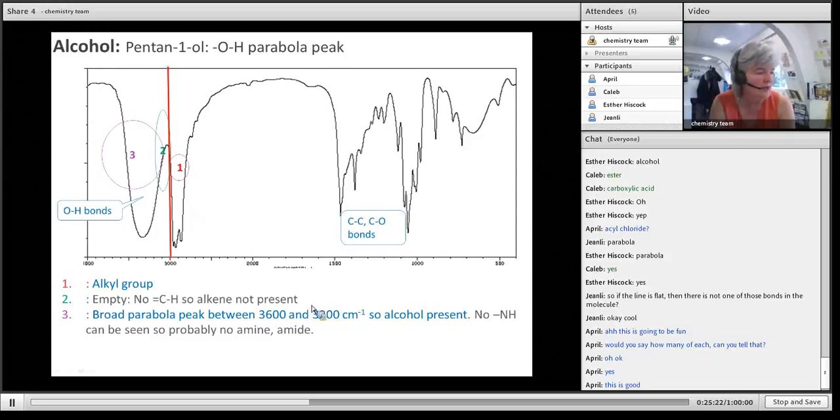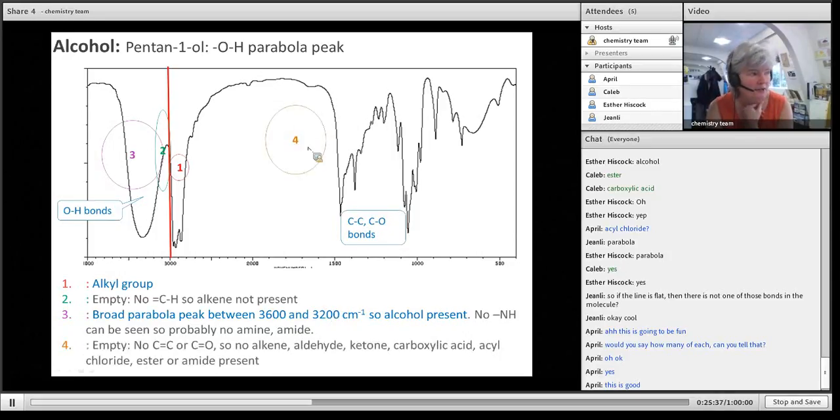And we can't see if there's any NH because they could be hidden underneath. And we know it's actually not a carboxylic acid, and when we do the carboxylic acid, you'll see why. And then we look over here, and now we know that there's no C double bond O or C double bond C. So we know it's not a ketone, aldehyde, carboxylic acid, all those sort of things. Okay, so that's what an alcohol looks like.